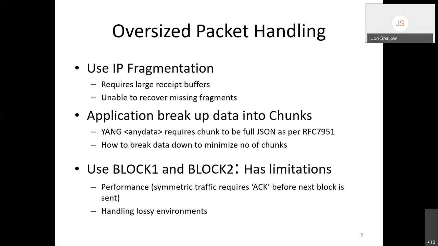So we've been looking at several ways of handling oversized packets. One way is just to use IP fragmentation, so that instead of a CoAP message fitting into a single packet, we let it go into multiple packets and just send the whole data and assume that all the fragments are going to make it, but we have no way of recovering from missing fragments. Another way is that the application breaks up the telemetry data into chunks that fit into individual packets and sends those. We have a bit of a challenge there because the YANG data requires each individual chunk to be full JSON in its own right. So we have to look at how we can break the telemetry data down into individual fully-formed JSON chunks. We could do that into lots of very small chunks, but we want to minimize the number of chunks or packets being sent, so that we maximize the usage of any individual packet.